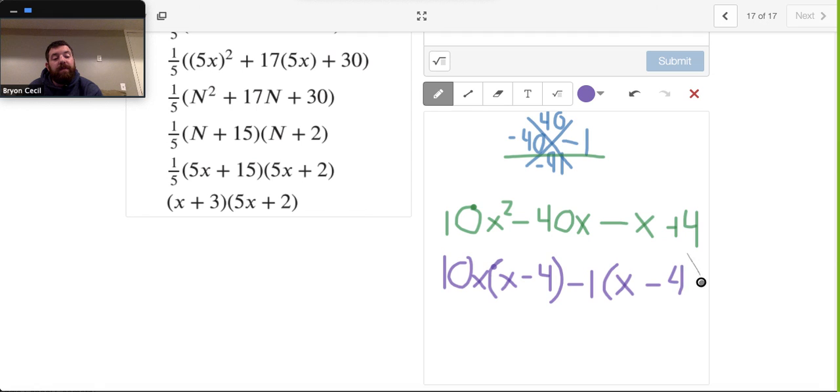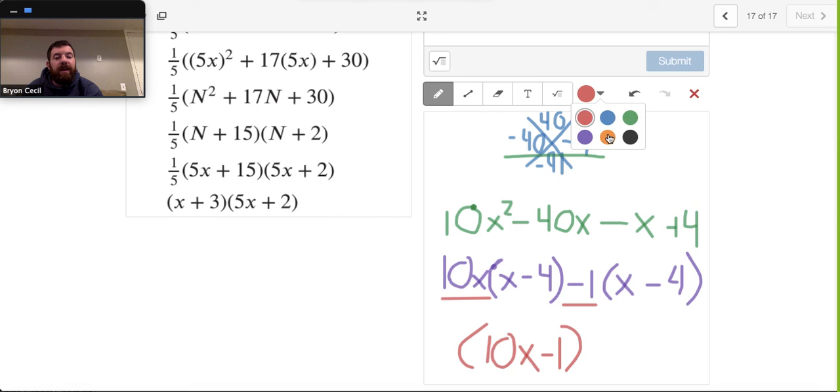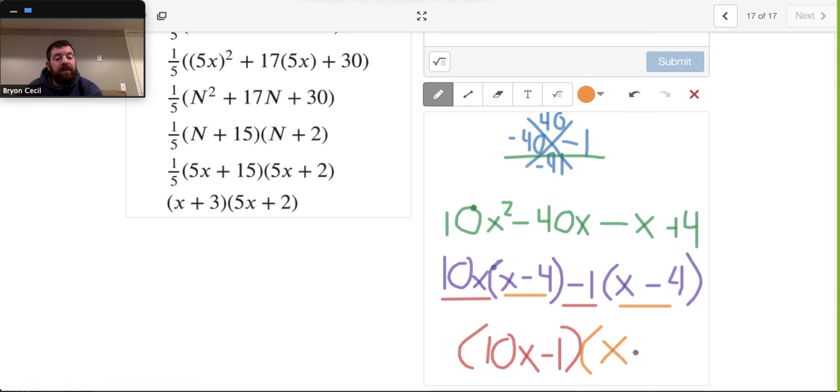Next thing we do, I got these guys, the 10x and the negative 1. That's going to be one of my parentheses, 10x minus 1. And then I've got my other parentheses, which come together to just give me x minus 4.